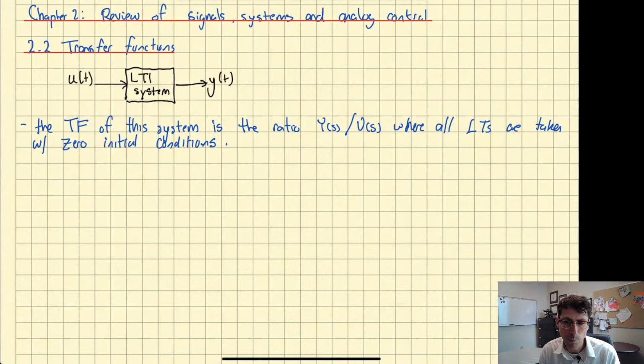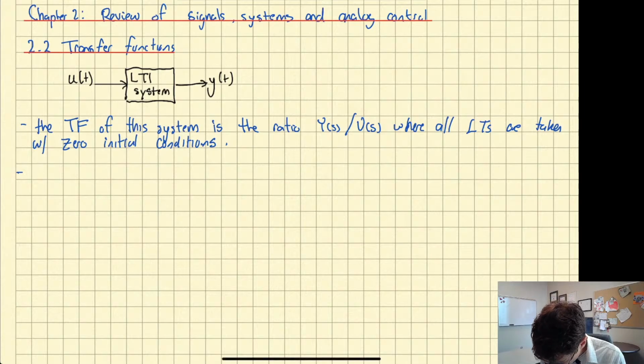So you may ask yourself, why can't I do that with any system? I give you a black box, but I don't tell you that it's linear time invariant. Couldn't I do the same thing? Couldn't I just wait for it to relax, apply an input, measure the output, and take the ratio? Well, you could do that, of course. The problem is that for a time-varying system or a nonlinear system, the ratio will depend on the input. And so it's not a useful model if it's not linear time invariant.